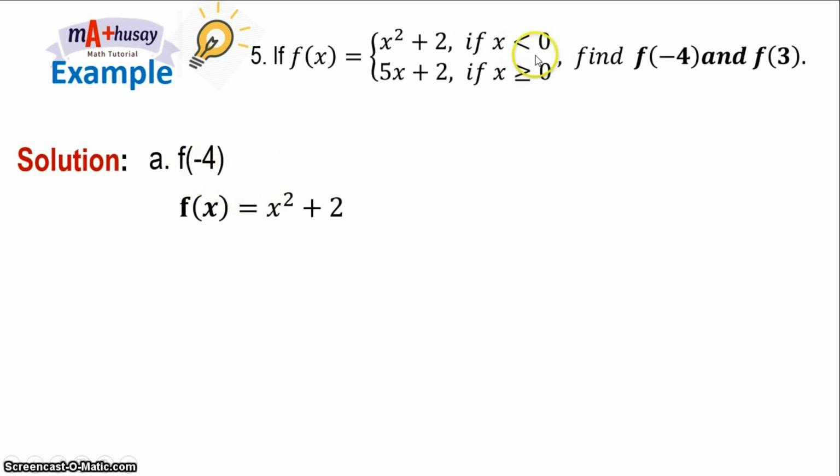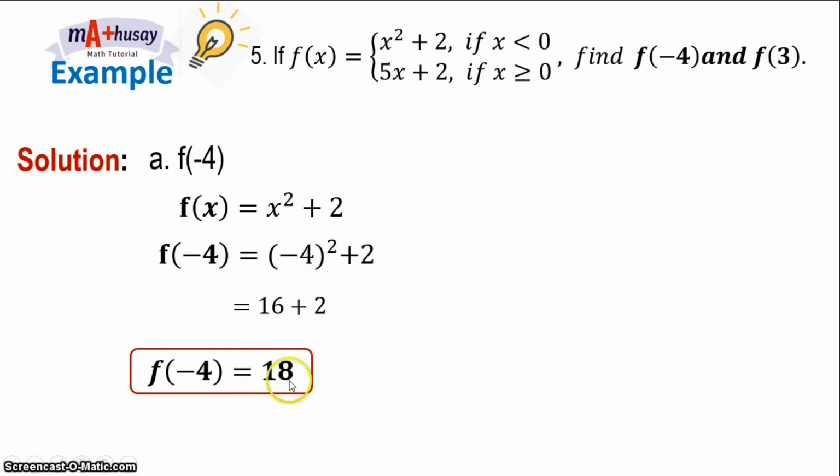So since ang negative 4 ay less than 0, gagamitin natin ang function na f of x equals x squared plus 2. So evaluating this function with x equals negative 4, we have f of negative 4 equals negative 4 squared plus 2. Now, alam natin ang negative 4 squared ay 16. So, 16 plus 2 is 18. So, f of negative 4 is positive 18.